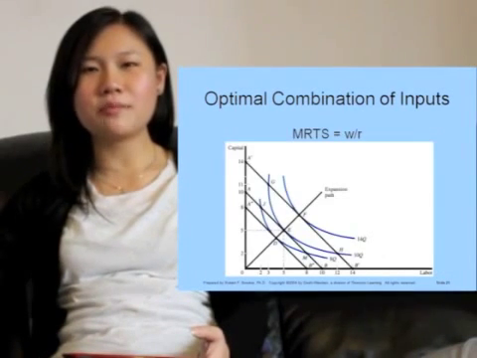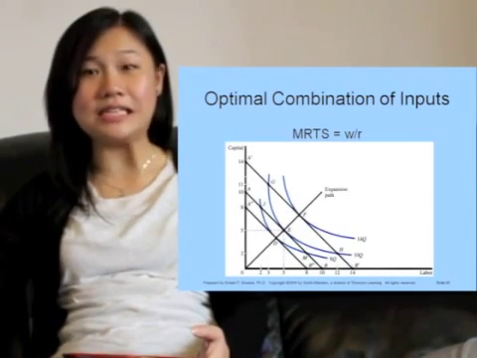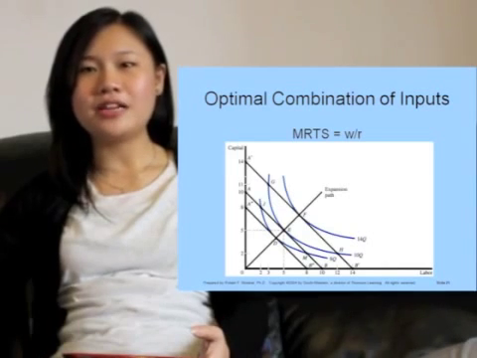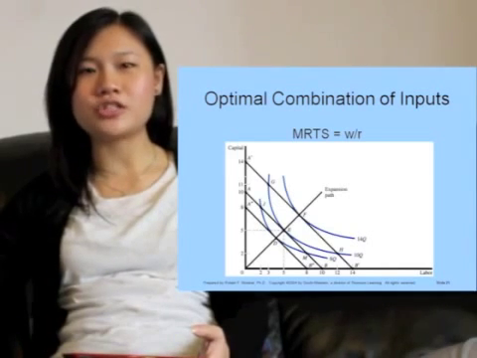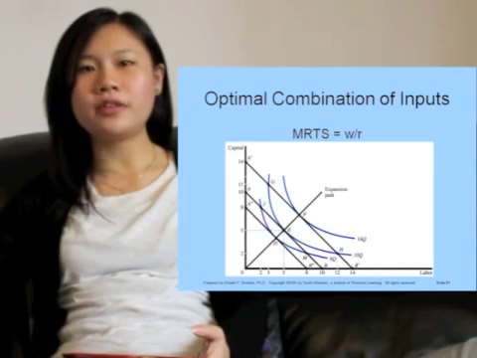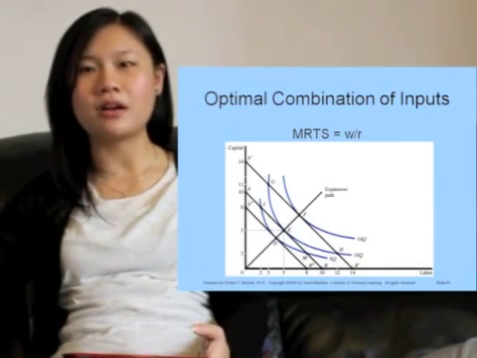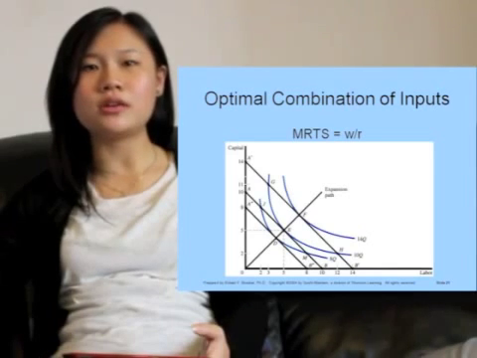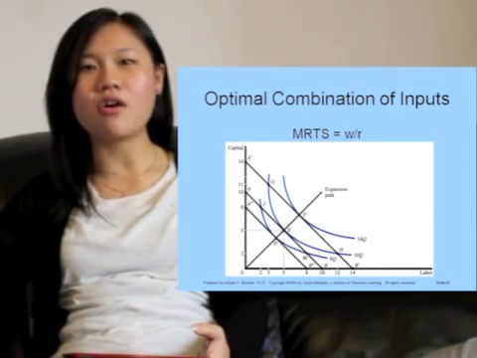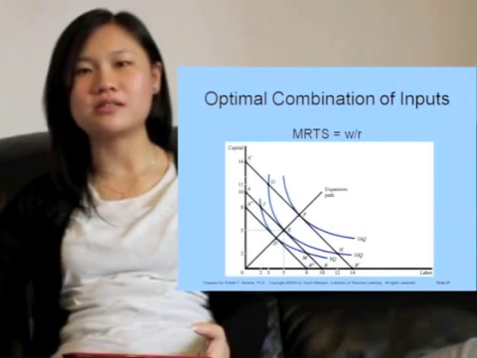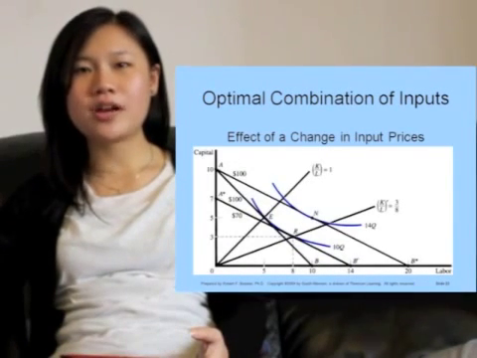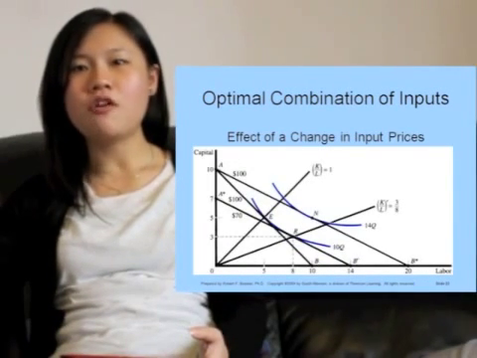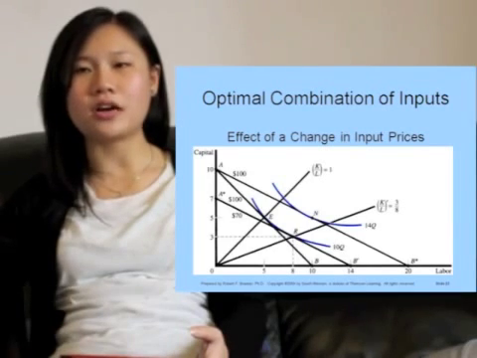The optimal input combination is given by points D, E, and F, where each isoquant is tangent to each isocost. The slope of the isoquant, or marginal rate of technical substitution of labor for capital, is equal to the slope of the isocost line, or ratio of input prices. This figure describes the optimal input combination for input substitution in production.